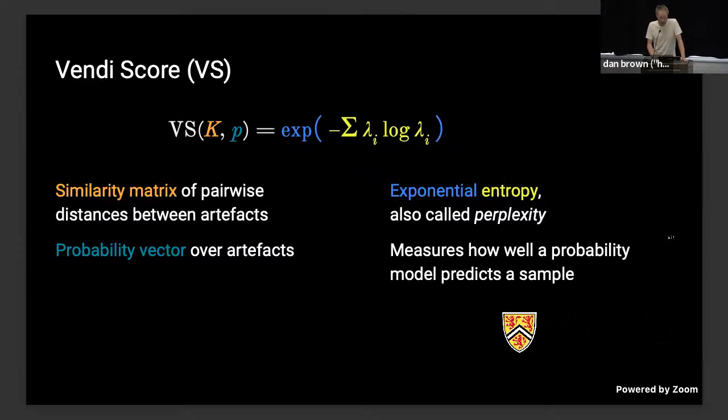You make use of a diversity measure that came out, I think, in October, November 2022, called the Vendi score. It takes a similarity matrix of pairwise distances between artifacts, as well as a probability vector of all the artifacts. And I think we've heard this in other talks as well, perplexity, so exponential entropy, really is a description of the chaoticness of the system. I think it comes a little bit from von Neumann entropy. Essentially, it measures how well a probability model can predict a sample. And if there's more diversity in the sample, it's more difficult to predict, and therefore the score is going to be higher. That's what we like to achieve.